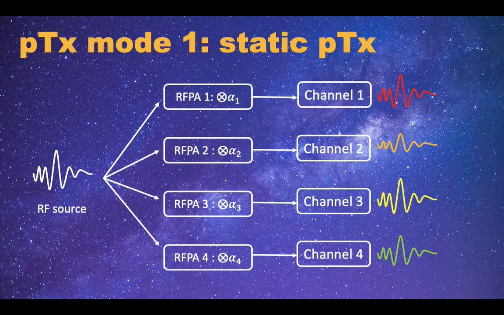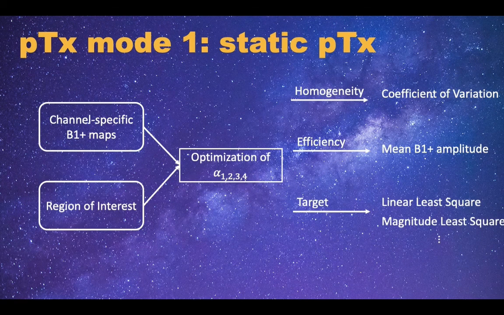Note that in this figure, only 4 channels are drawn, but in reality, there are oftentimes 8 channels or 16 channels or even more, but the principle is the same. For static pTx, only the channel-specific complex weights are to be determined, so the problem can be viewed as an optimization problem of the weights, given the channel-specific B1 maps and the region of interest or ROI.